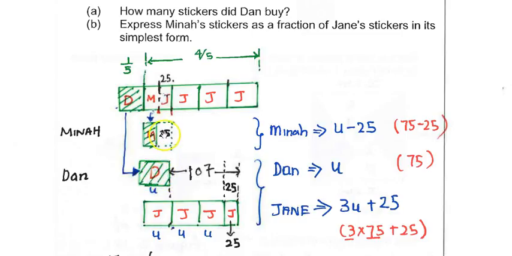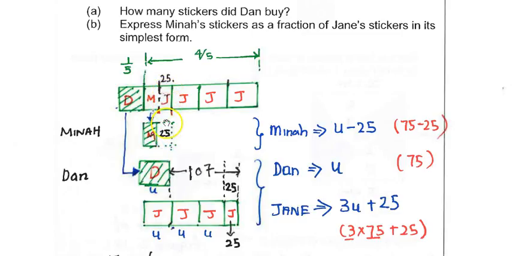Dan has 25 more than Mina. Alright, so you must draw the Mina boxes here. Dan is bigger, and this part is 25. Can you see? When you go up the magic line, you go up here. This small little Jane part is also 25. So Mina is this part. Okay, right? And the difference is 25, which is also part of Jane's.